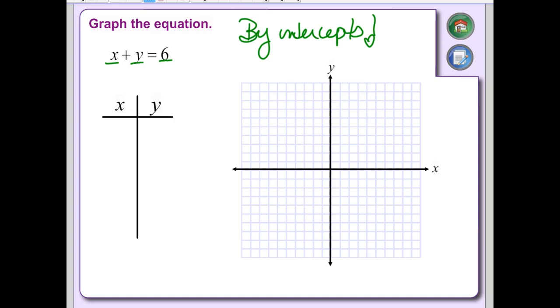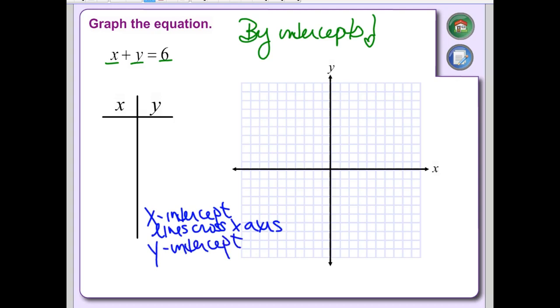Okay, what does that mean? Well, we worked with intercepts a little bit last year in pre-algebra. Remember, an intercept is where it crosses the axis. So my x-intercept is where my line crosses the x-axis. And then my y-intercept, and that's the one we worked with most times last year, is where the line crosses the y-axis. So we use this idea of finding the intercepts when I graph in standard form.